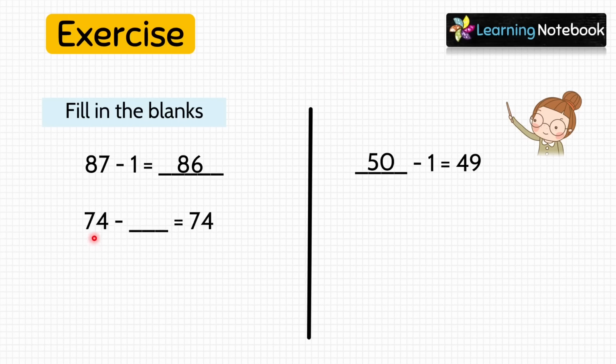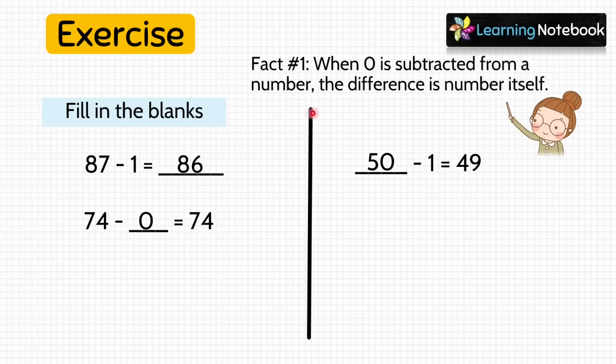Next, 74 minus dash equals to 74. So students, can you tell me the answer here? Yes, 0. Because we learned in subtraction fact number 1, when 0 is subtracted from a number, the difference is the number itself. So here the answer is 0.